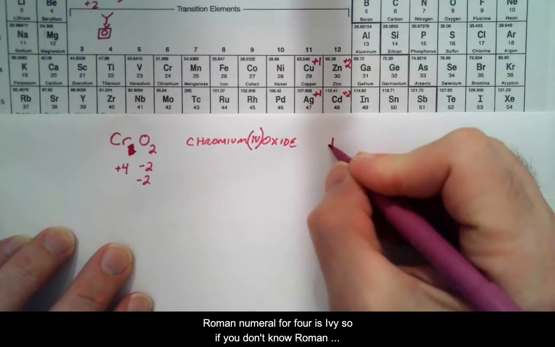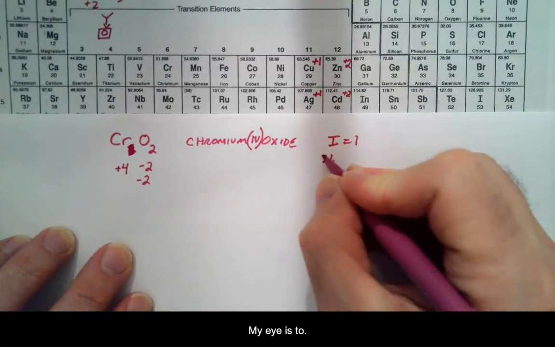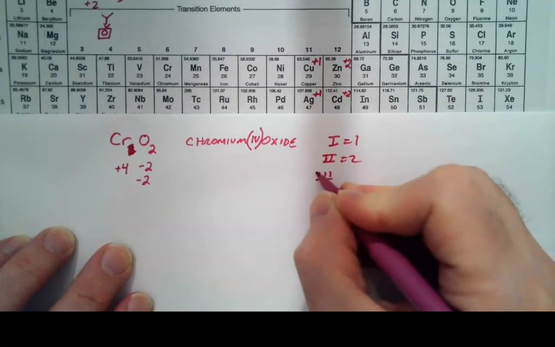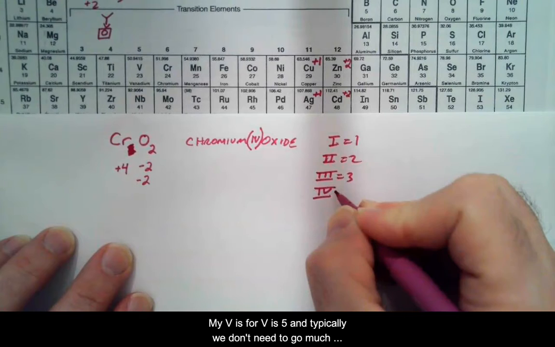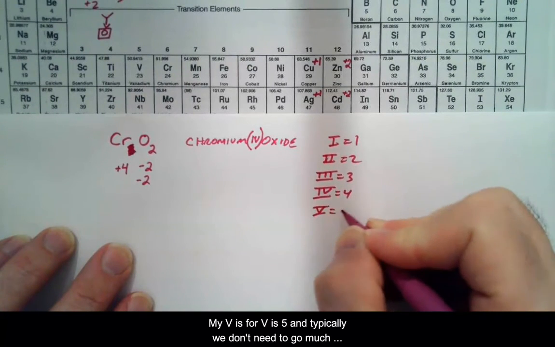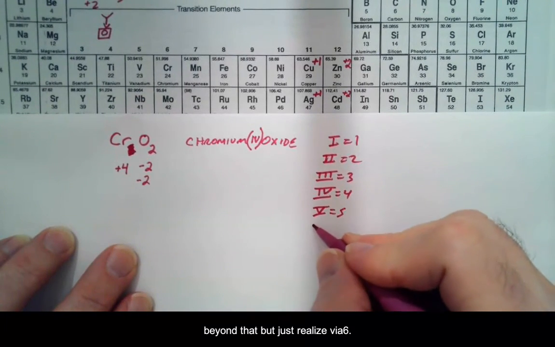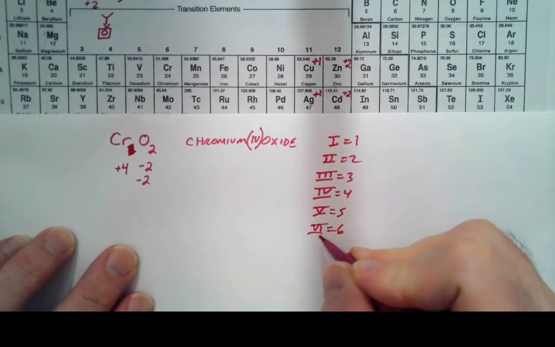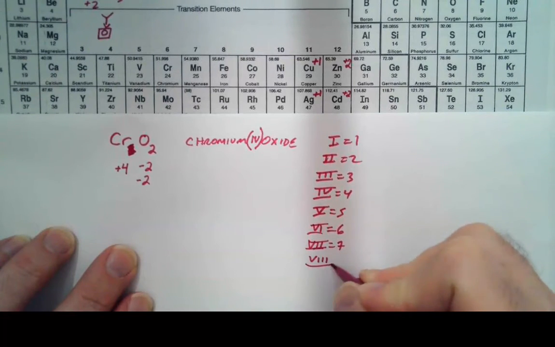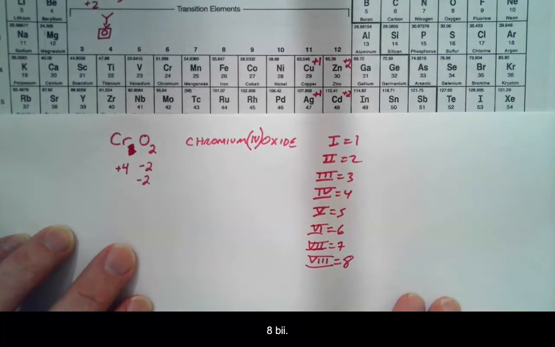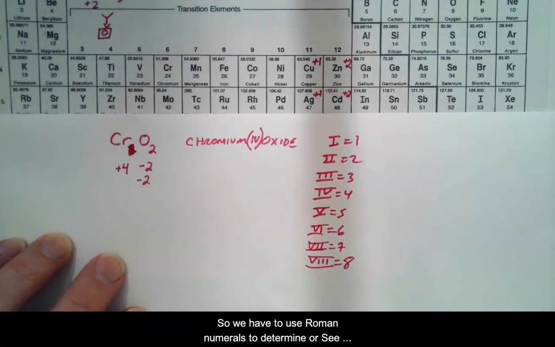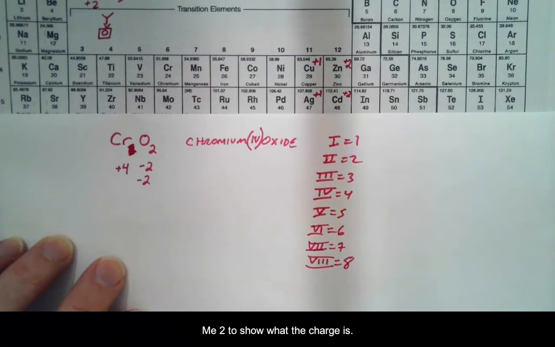If you don't know Roman numerals, I is 1, II is 2, III is 3, IV is 4, V is 5. Typically we don't need to go much beyond that, but just realize VI is 6, VII is 7, and I'm not going to go above 8, so let's take it to 8, VIII. So we have to use Roman numerals to show what the charge is on an ionic compound that involves a transition metal.